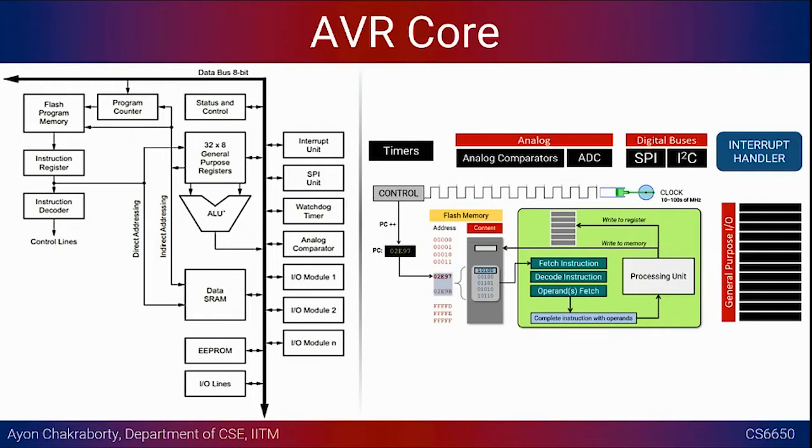This ALU is the arithmetical and logical unit, which is directly interfaced with the general purpose registers. We call them general purpose registers. There are 32 general purpose registers, each is 8 bits, a 1 byte register. And these are the things that I was asking you to look at.